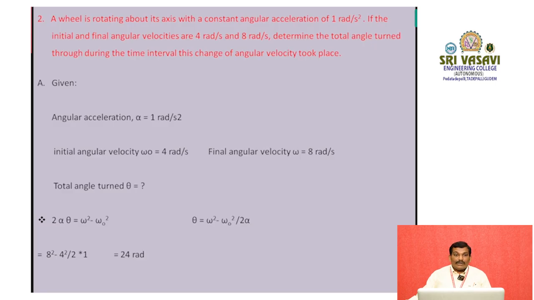If the initial and final angular velocities are given, that is initial angular velocity omega naught is equal to 4 radians per second, and final angular velocity omega is equal to 8 radians per second. Then we have to determine the total angle turned, that is theta. 2 alpha theta is equal to omega square minus omega naught square, that is theta is equal to omega square minus omega naught square by 2 alpha. Here final angular velocity 8 square minus initial angular velocity 4 square by 2 into alpha, which is 1, gives 24 radians.